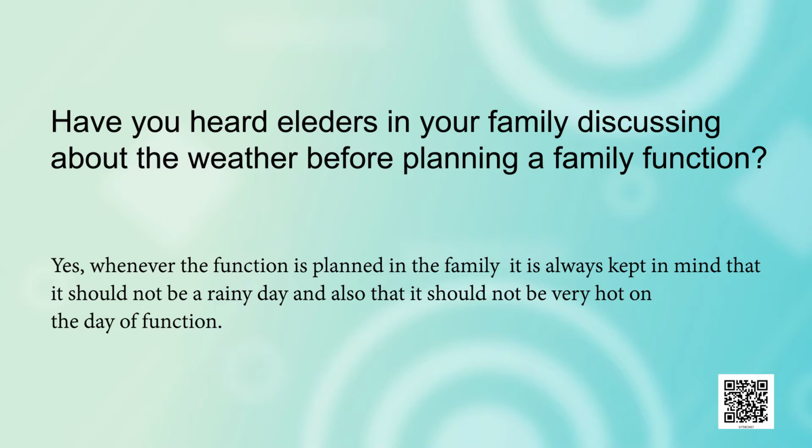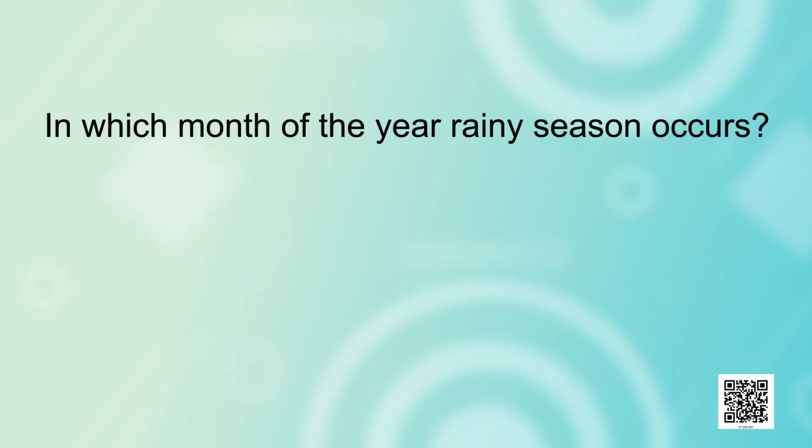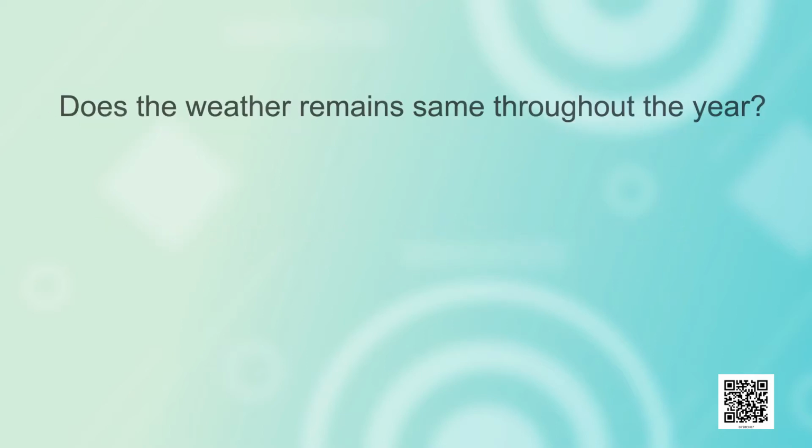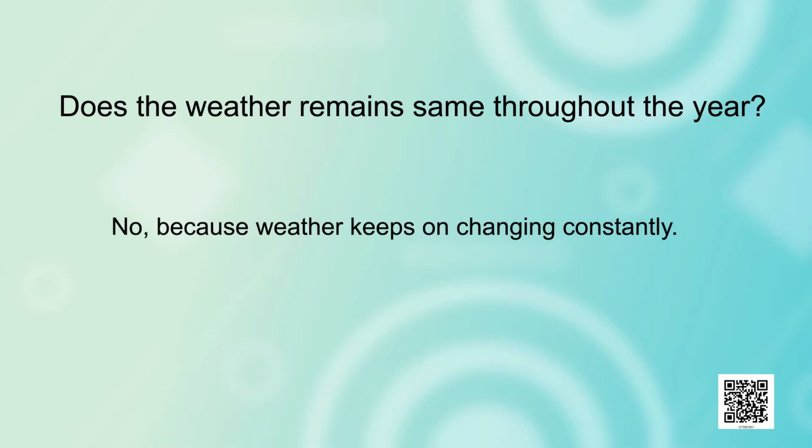My next question. Children, can you tell me in which month of the year rainy season occurs? Yes, you have given an absolutely correct answer. The rainy season remains from July to August in India. My next question. Now tell me, children, does the weather remain same throughout the year? You would answer no, because the weather keeps on changing constantly.